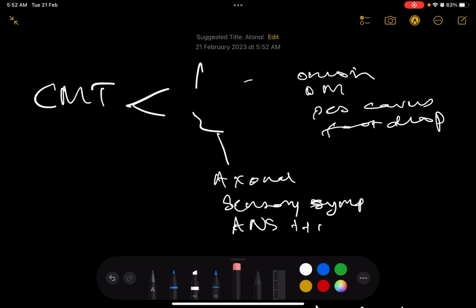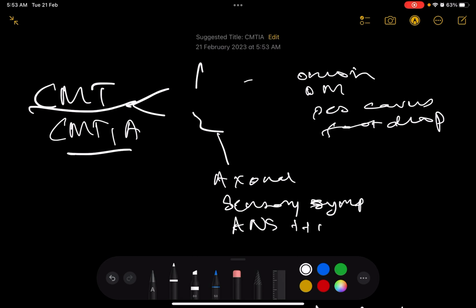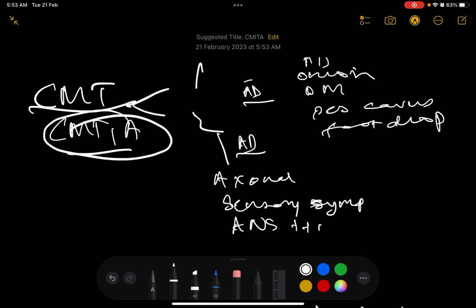Okay, so the first one that I wanted to talk about really quick is CMT. CMT stands for Charcot-Marie-Tooth. Charcot-Marie-Tooth is because of a gene, the CMT1A gene, which is the gene causing the disease. It's a hereditary disease that is usually autosomal dominant in type 1, and type 2 is also autosomal dominant. Type 1 is the more common one because of CMT1A.